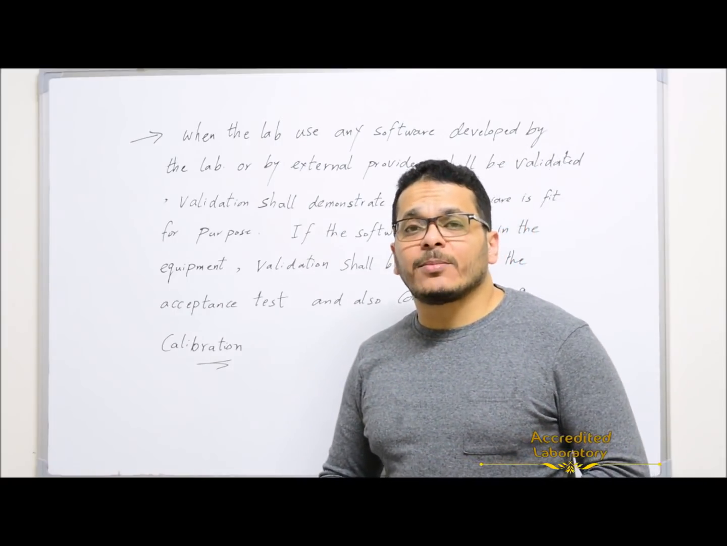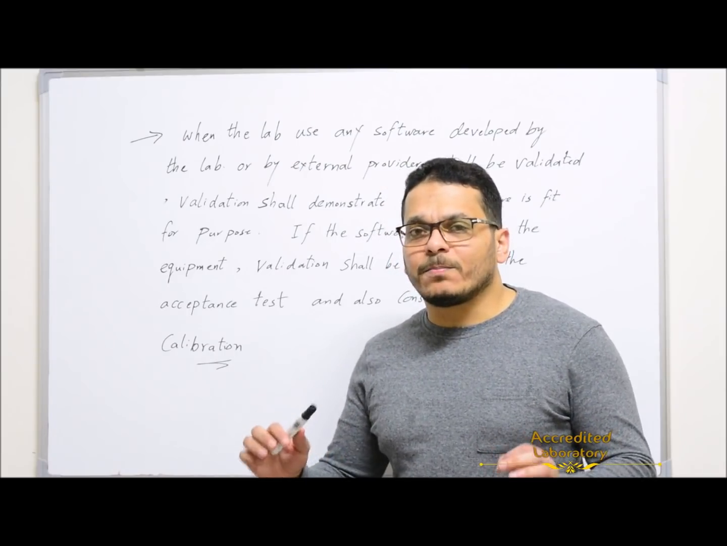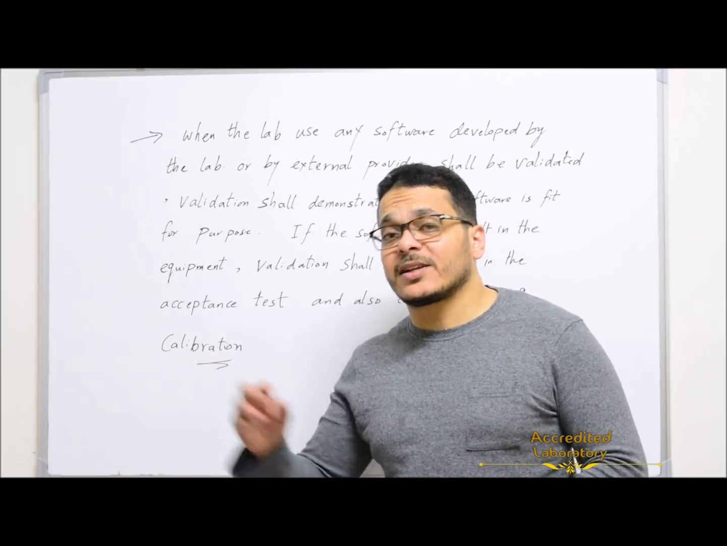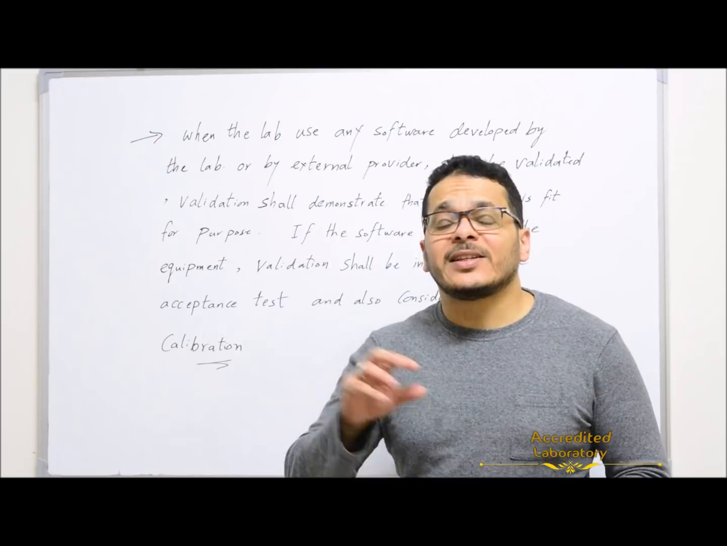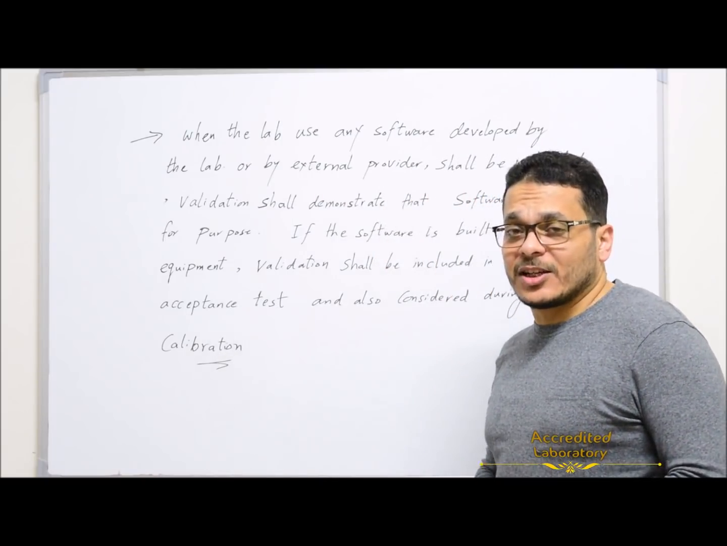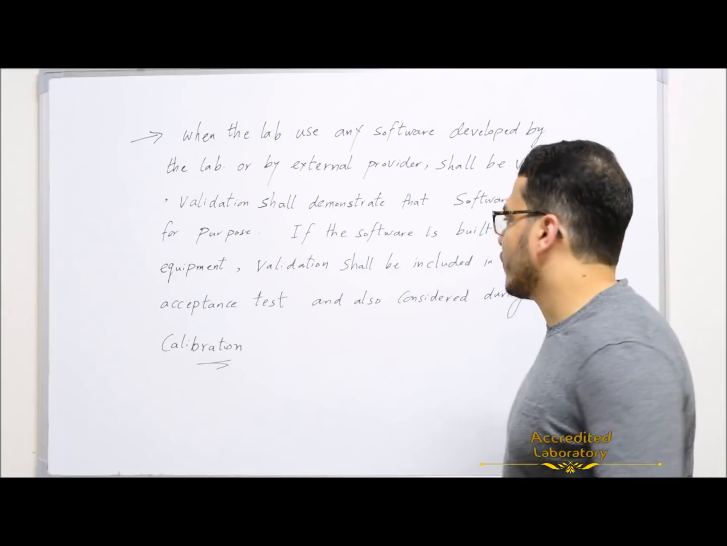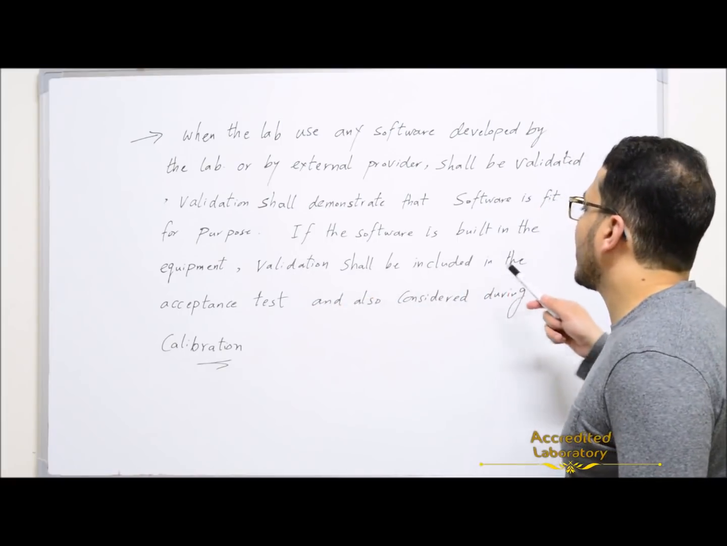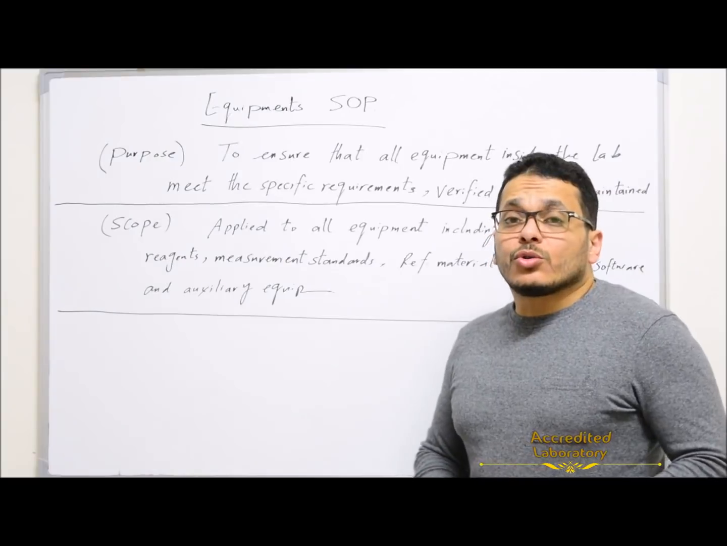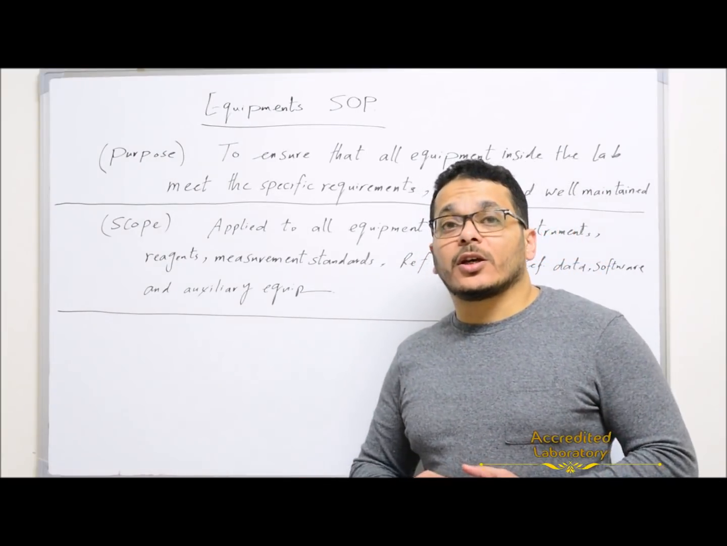Actually, inside the lab, most or all software used is built into the equipment. So software built into the equipment from the external provider shall be validated with a certificate, and you should accept this instrument or equipment by this validation for software. So validation shall be included in the acceptance test and also considered during calibration. Also, you should have a general SOP for equipment that will cover the whole lab.